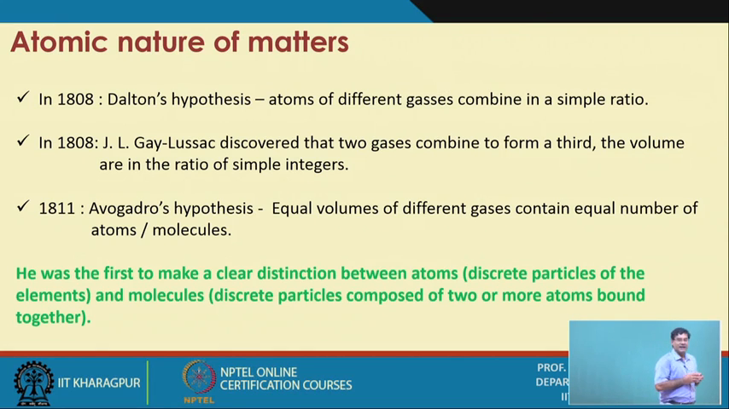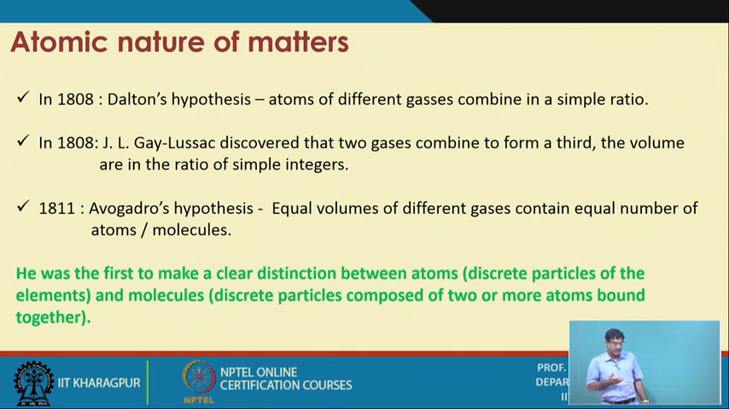Then in 1811 came the Avogadro hypothesis, from which you know the Avogadro number. What is that? Equal volumes of different gases contain an equal number of atoms or molecules. And from this hypothesis, Avogadro for the first time clearly distinguished between atoms and molecules.